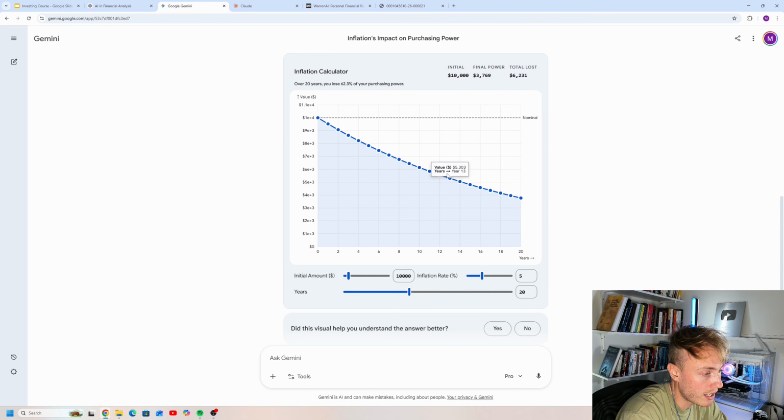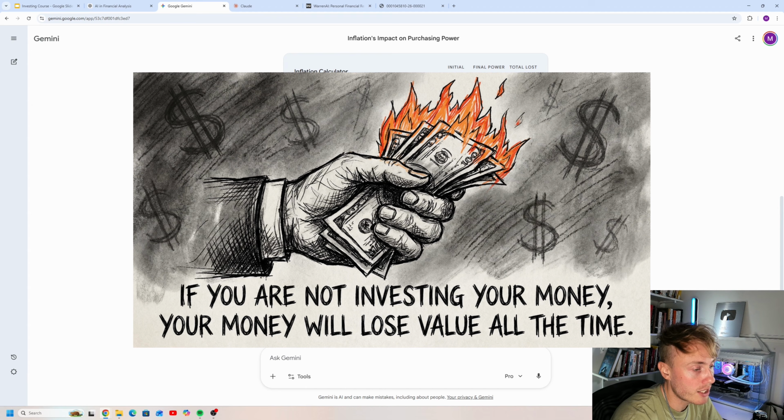your money is losing value. So for example, after 10 years here, your money has gone from 10,000 down to 6,000, and after 10 more years your value has gone down to only 3,769. And this right here is the harsh truth of inflation. If you are not investing, your money will lose value all the time.